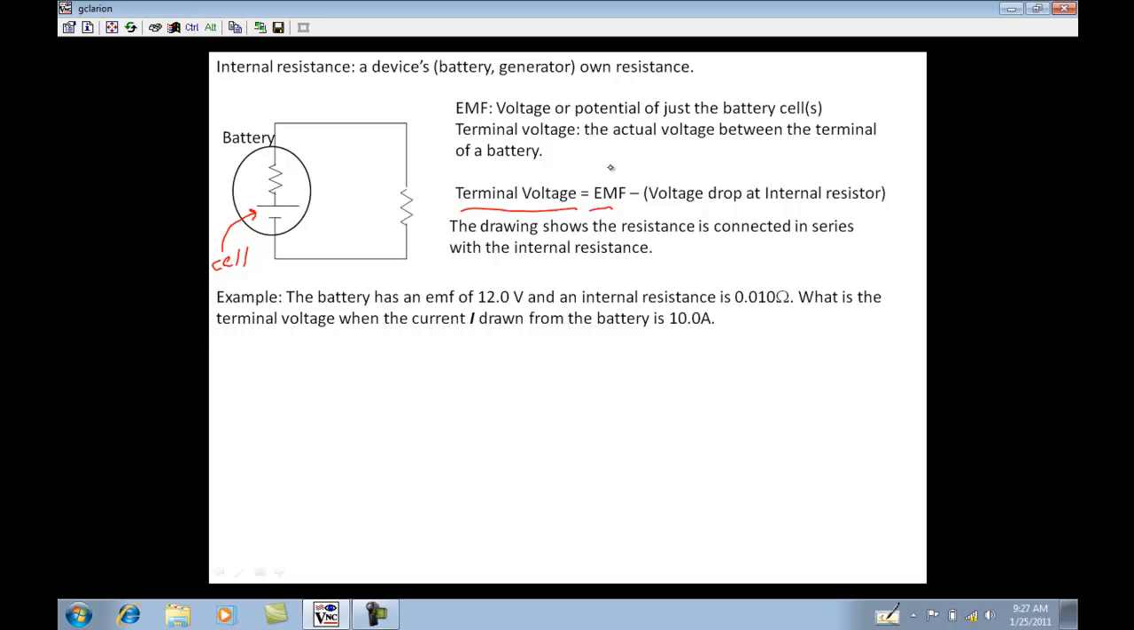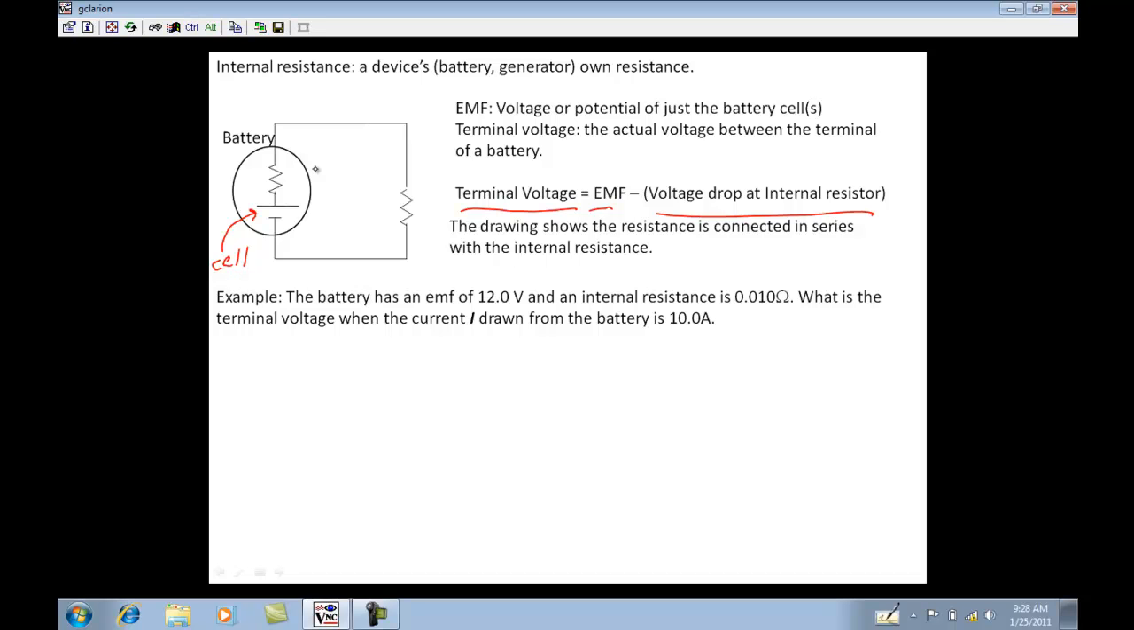It actually stands for the term electromotive force. Okay, and then this is the voltage drop at the internal resistor. It's actually pretty easy, right? So it says the drawing shows the resistance is connected in series with internal resistance. All right, so any resistors that we have out there are just in series with the battery resistance. Just the best way of thinking about the internal resistor is it's just another resistor, but it's connected to the battery and it's in series with the rest of the circuit. All right, it's just another resistor.